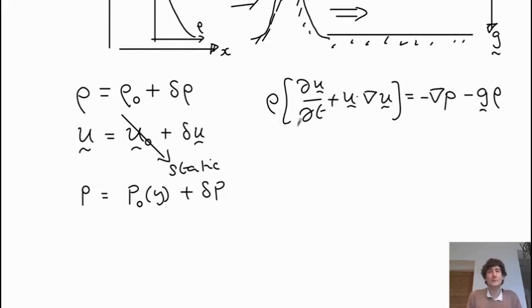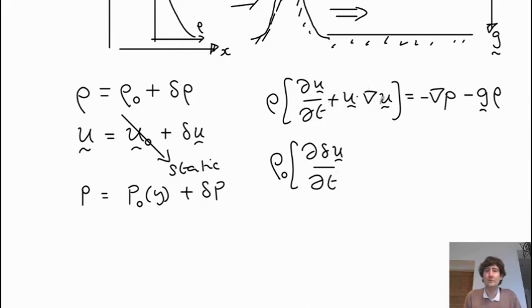Then we can linearize this equation as before, and we essentially substitute these expressions into this formula. What we end up with is keeping only the terms which involve a single perturbed quantity, so every term which involves only one of delta rho, delta u, or delta p. All the terms involving two quantities we discount as being small, because those are nonlinear terms. And so if we do this, we end up with essentially a rho naught. So here we have a delta u.